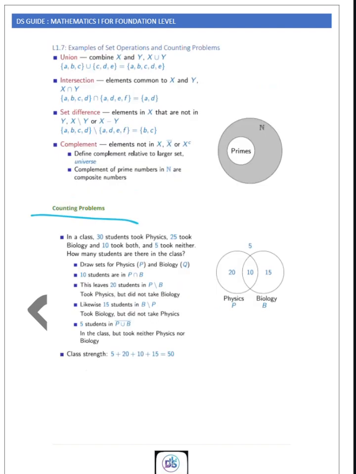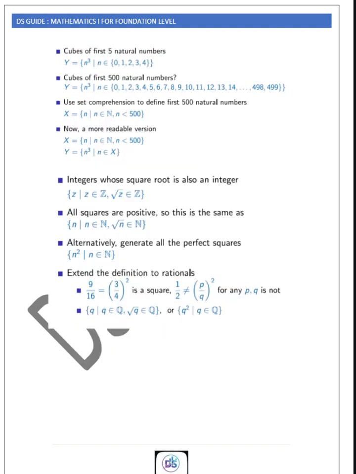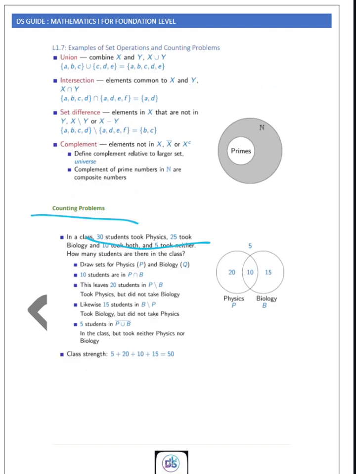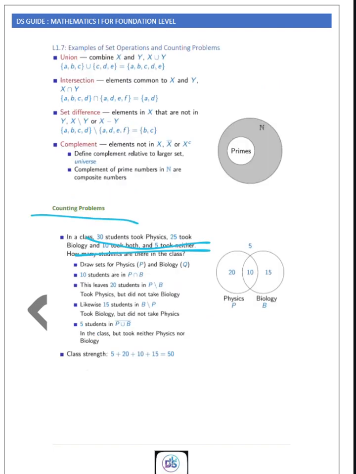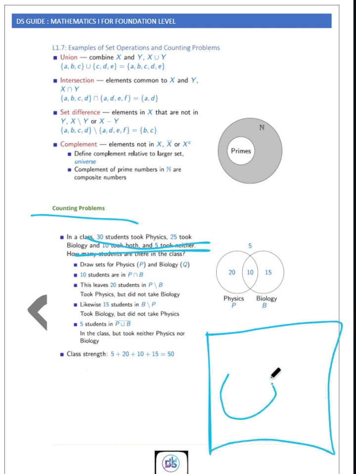For example, in a class, 30 students took physics, 25 took biology, 10 took both, and 5 chose none. Then how many students are present in the class? For this, we need to draw a Venn diagram. So this is our universal set. This is for physics, this is for biology.